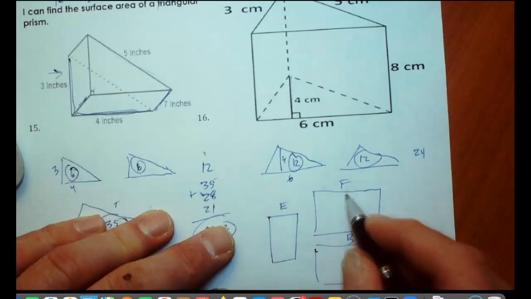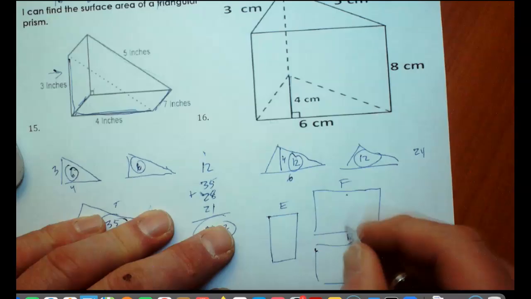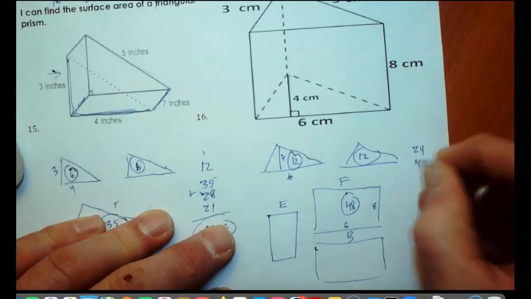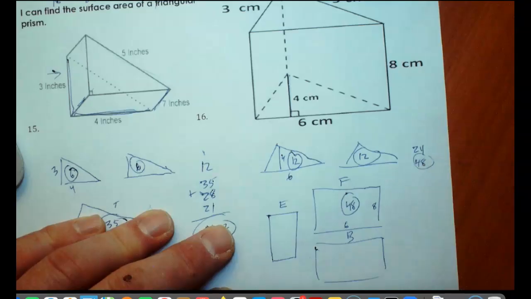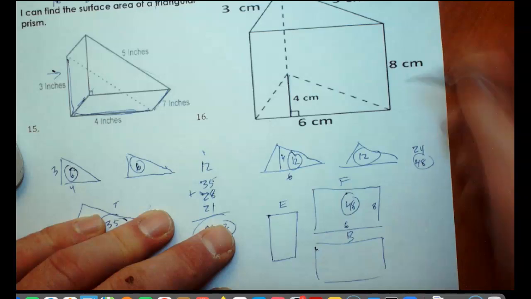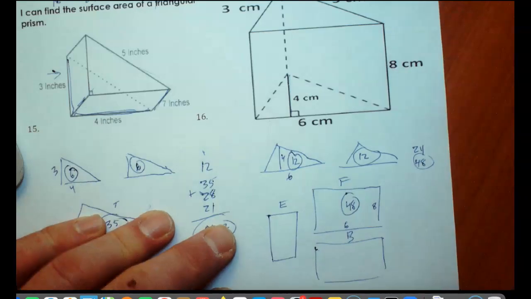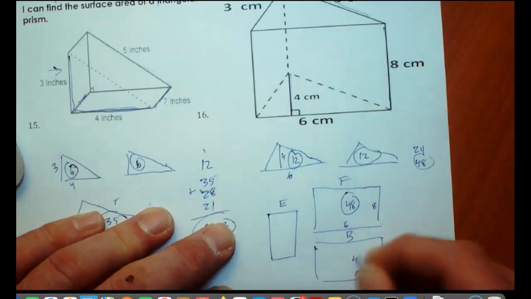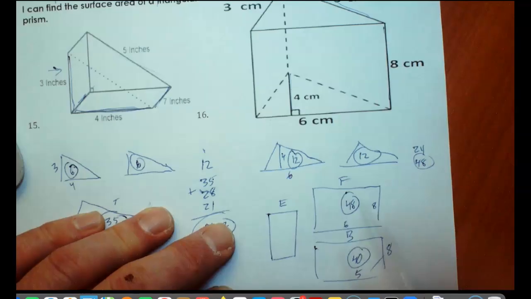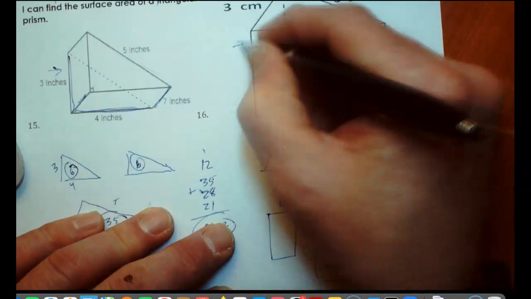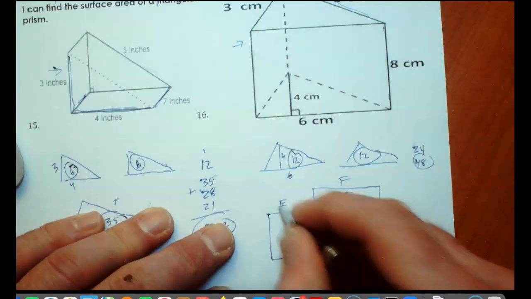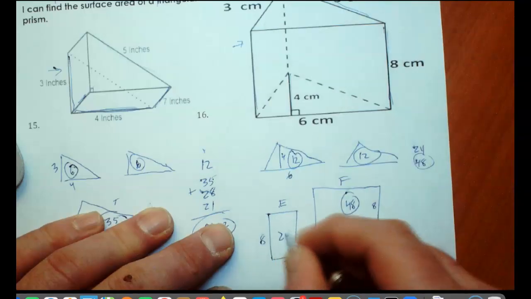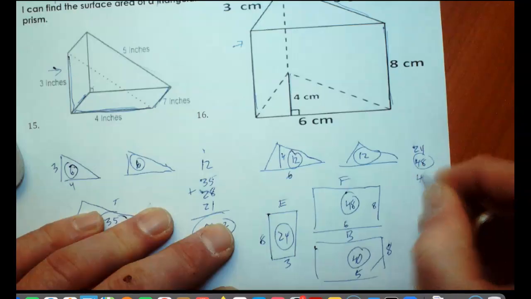Okay, so let's see the front. The front is 6 on the bottom and 8 on the side, so that's 48. That's the front. Think about the back. The back's length is going to be 5, that's that measure, so that's going to be 40. 8 times 5 is 40. And then the end over here, this measure is going to be 3, and it's still 8 tall, so that's 24. So we can add those on there. We have 40 and 24.